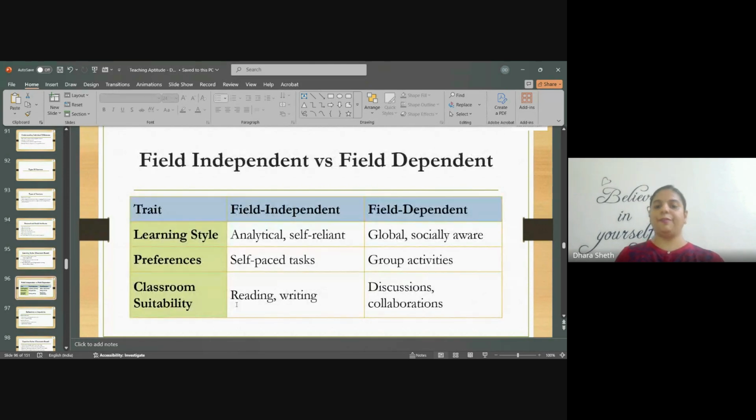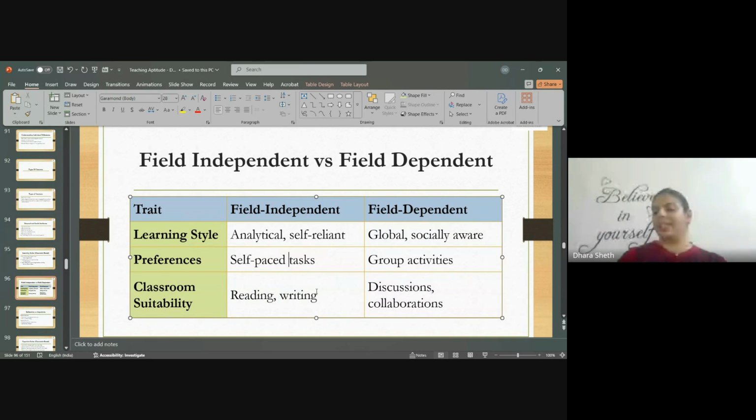Then field independent and field dependent. So field independent are people who work on their own. Their learning style is more analytical and self-reliant. Their tasks are self-paced. They like to go at their own speed, reading, writing.